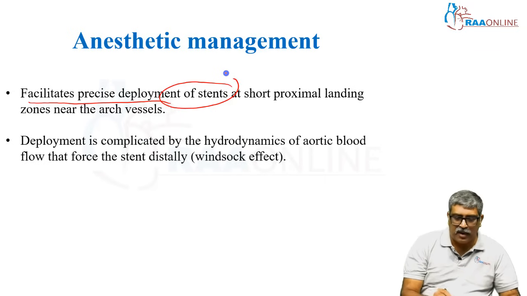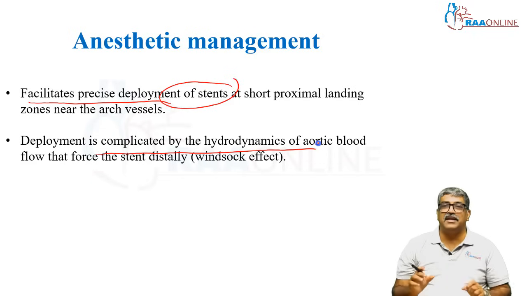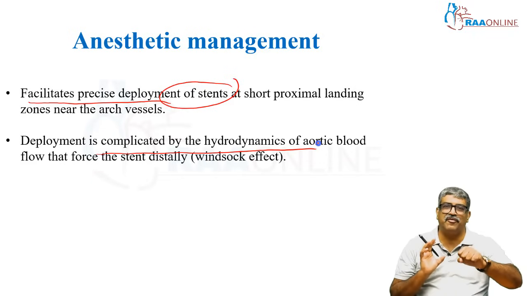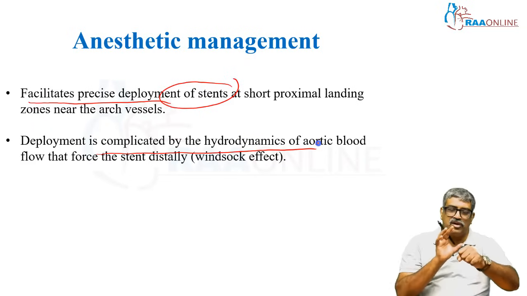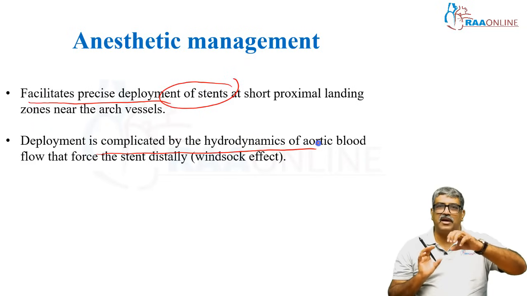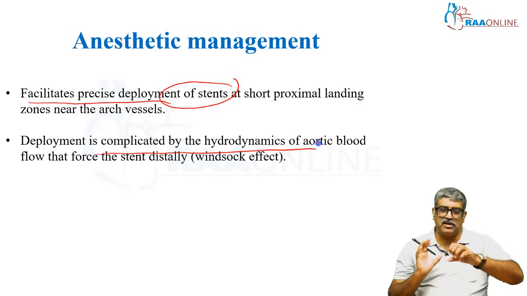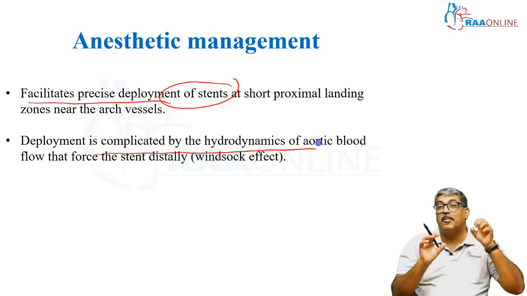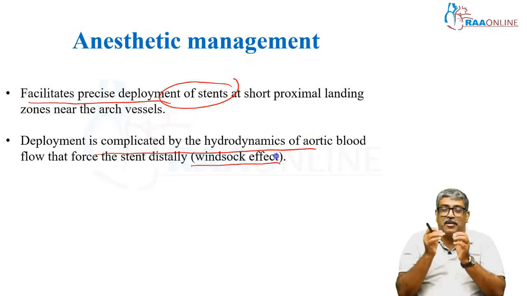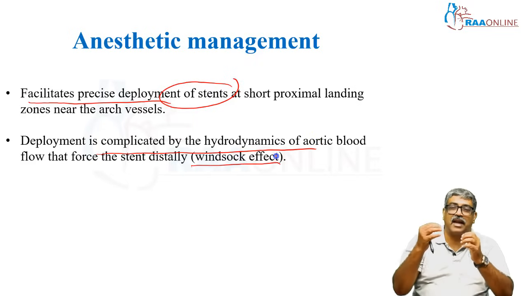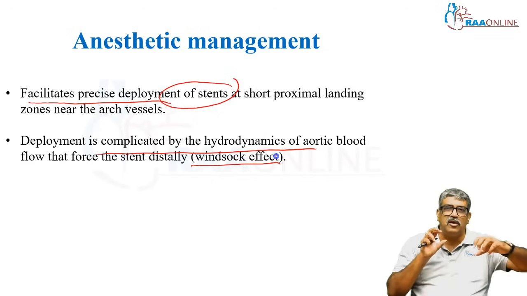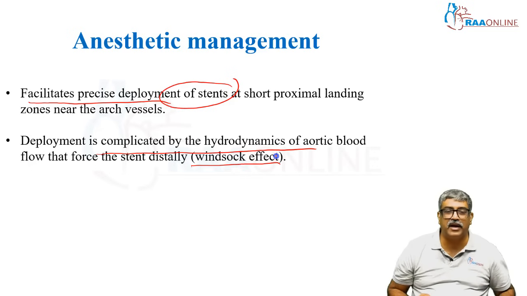And this deployment is complicated by the hydrodynamics of the aortic blood, which comes from the left ventricle and goes into the arch. See, the blood from the left ventricle comes from the ascending aorta and goes to the arch, and the blood from the left ventricle is being pushed. So this force, as a windsock effect, makes the landing zone slightly difficult. The proximal landing can be difficult because of the blood coming so forcefully from the left ventricle.